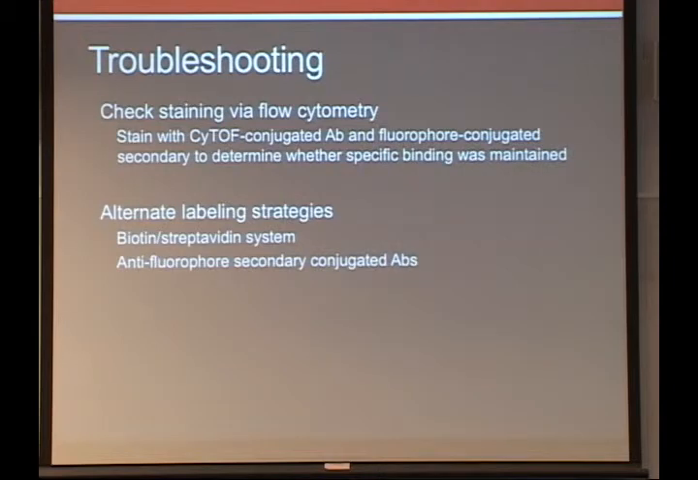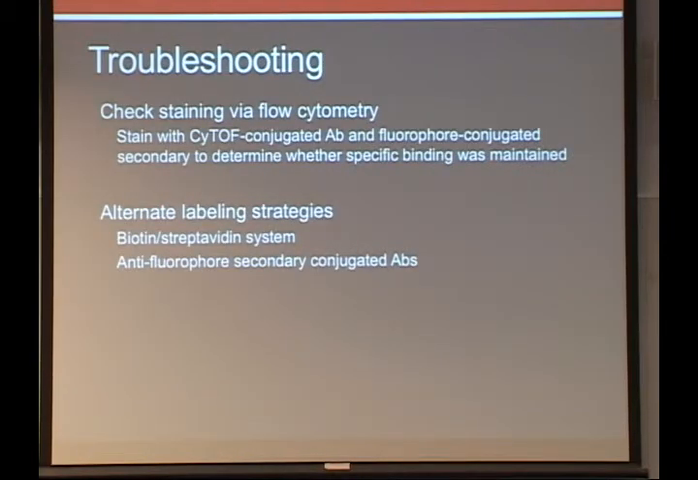The first thing that I like to do is to go ahead and stain cells with my CyTOF conjugated antibody and come in with a fluorescence conjugated secondary and run that on a fluorescence platform on a FACS. And what that allows me to do is to determine whether I maintain specific staining through the conjugation protocol or not. If I see that my antibody is still labeling the antigen that I was hoping it would, then that's generally good news. It just means that something went wrong in the conjugation process, and I'll repeat it.